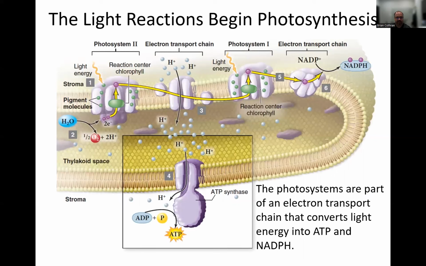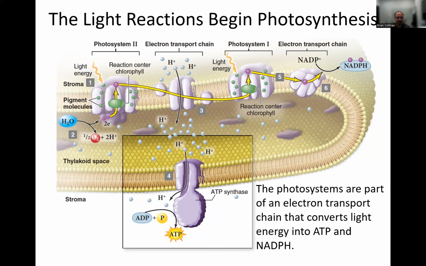So the light reactions begin photosynthesis. As it says, the photosystem is a part of an electron transport chain that converts light energy into ATP and NADPH. Now, we've already talked about ATP being an energy carrier: the phosphate tail will break off and release energy. But NADPH is also an energy carrier.